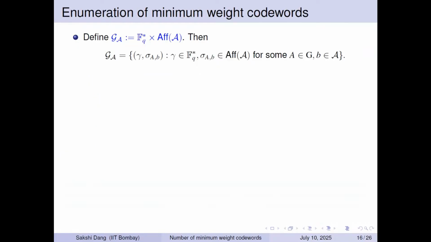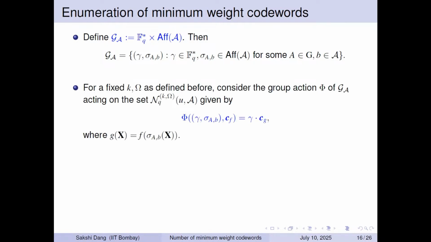Now, in our case, we consider the group G_A corresponding to the Cartesian product A to be F_q star times the affine group of A, which consists of elements of the form (gamma, sigma_A,B), where this A is a block-level triangular matrix coming from G, B is the translation vector coming from the Cartesian product A, and gamma is a non-zero element of the field. And then we consider the group action where the group G_A acts on the set of minimum weight codewords corresponding to this fixed k and omega, such that the codeword corresponding to the polynomial f is mapped onto gamma times c of g, where the polynomial of c of g is f composed with sigma_A.